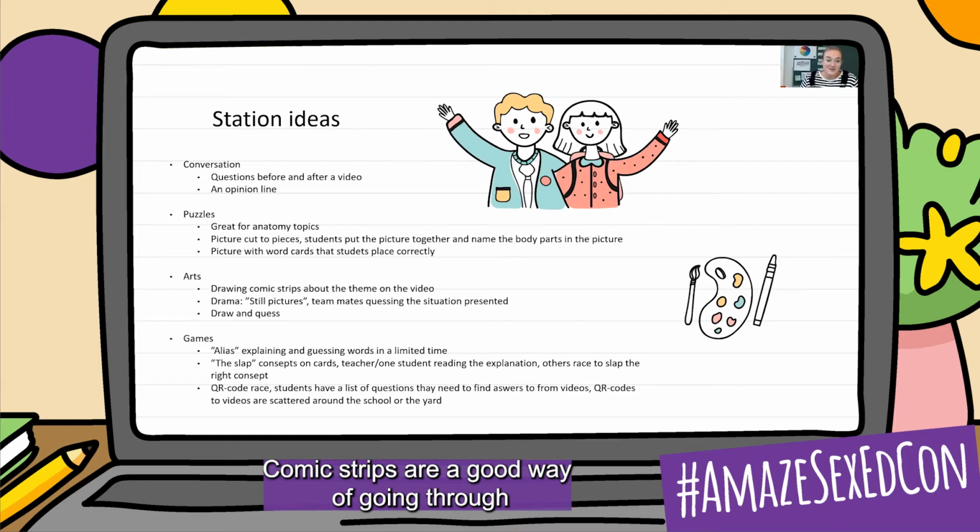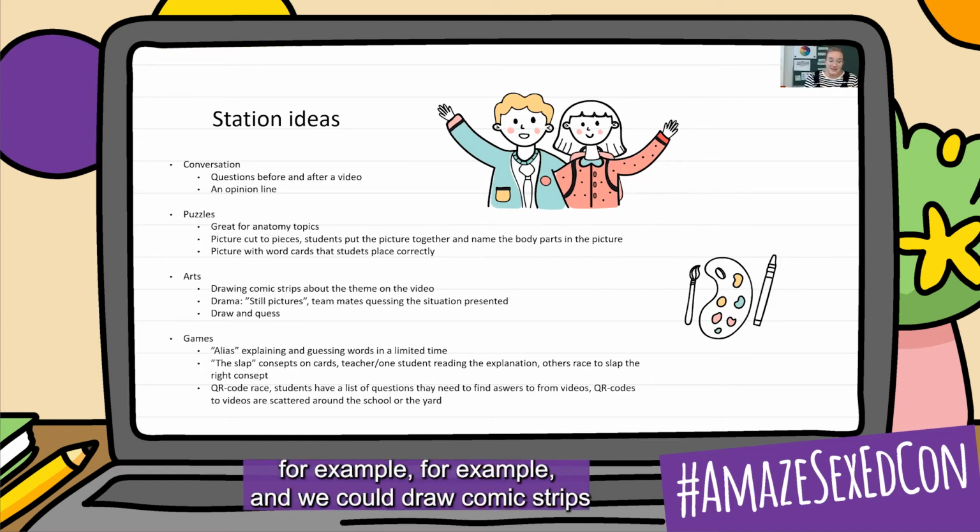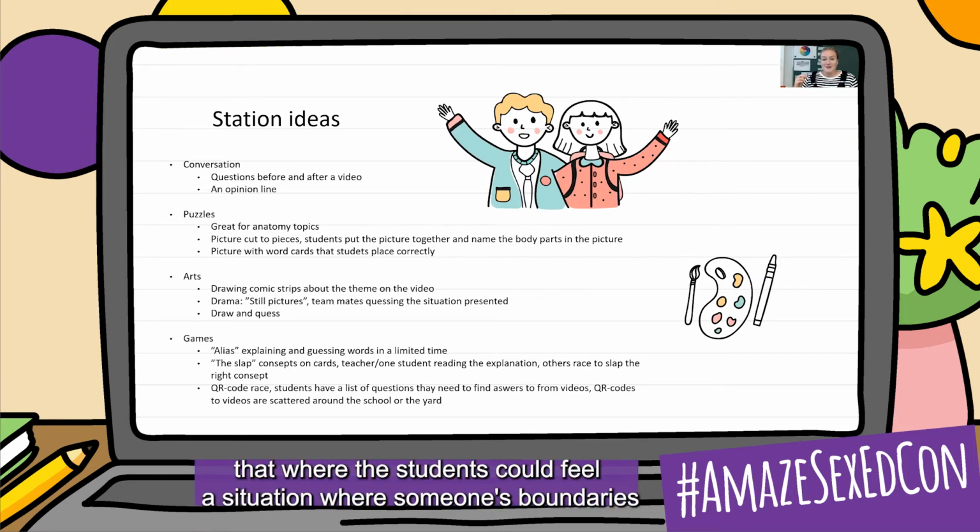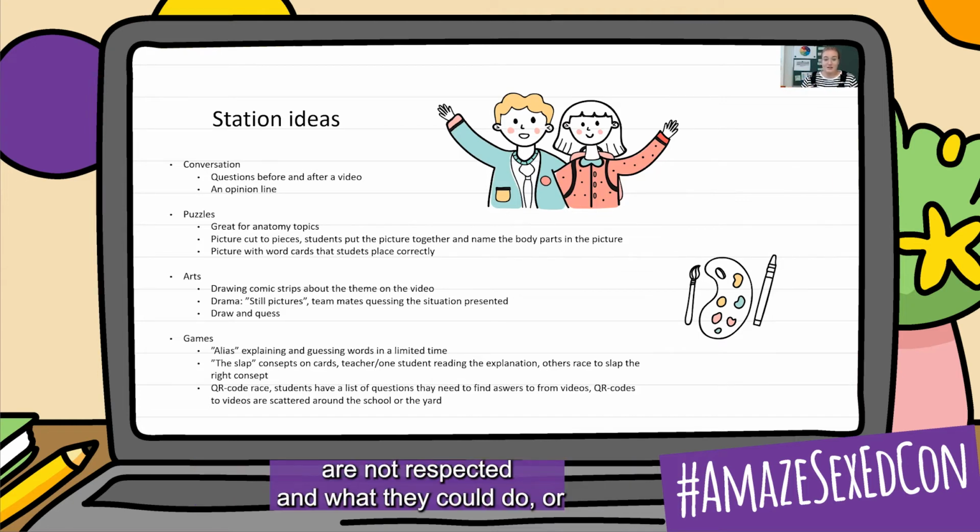Comic strips are a good way of going through what happened or the theme of the video. If we've watched a video about sexual harassment, for example, then we could draw comic strips where the students could show a situation where someone's boundaries are not respected and what they could do.